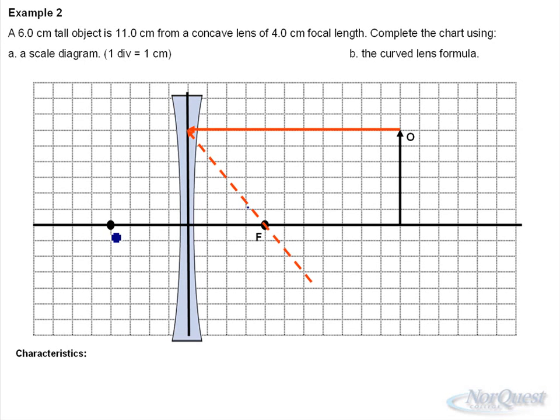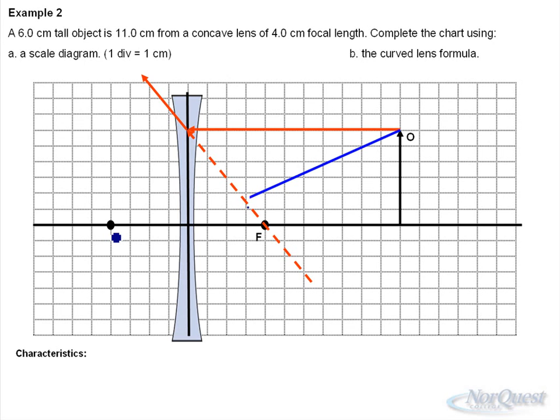So again, I'm drawing a dashed line, because this will bend away. It's going to appear like it came from the focal point on the same side of the object. That's a little different in this case. Concave lenses always have this principle. Notice I'm drawing a dashed line with the focal point on the same side of the object because it'll appear to come from there. Doesn't actually come from there, it'll appear that way.